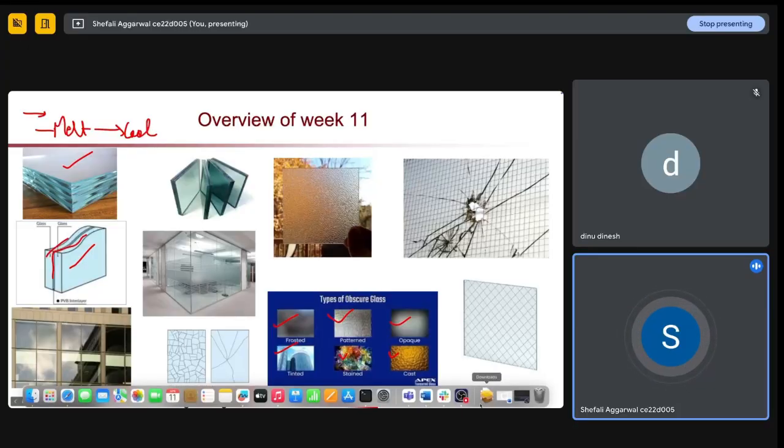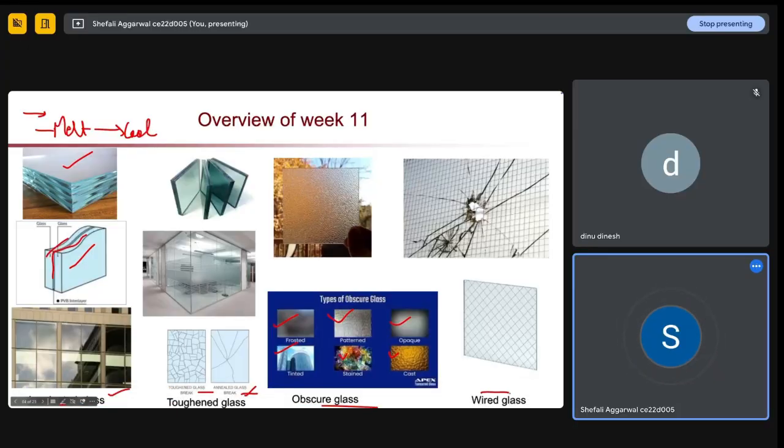Next type of glass is wired glass. So in wired glass, what is happening is there is a steel wire mesh in between the glass. The advantage of this type of glass is, whenever there is any type of damage, it won't break the complete glass suddenly, but only a small portion of glass will be broken.